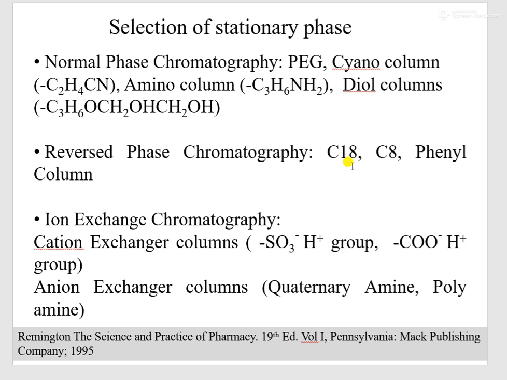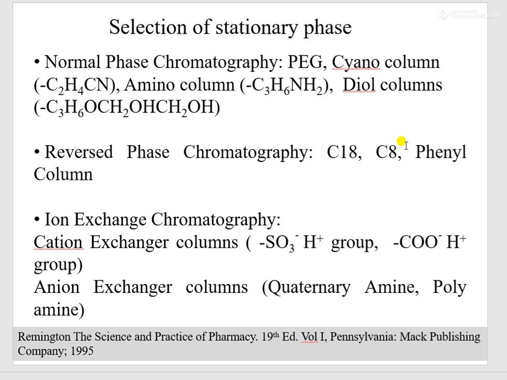C18 means octadecylsilyl. Octa means 8, deca means 10. So stationary phase with 18 carbon chain is used, while C8 is known as octyl column. So here the functional group will be the carbon chain with 8 carbons attached to silica.